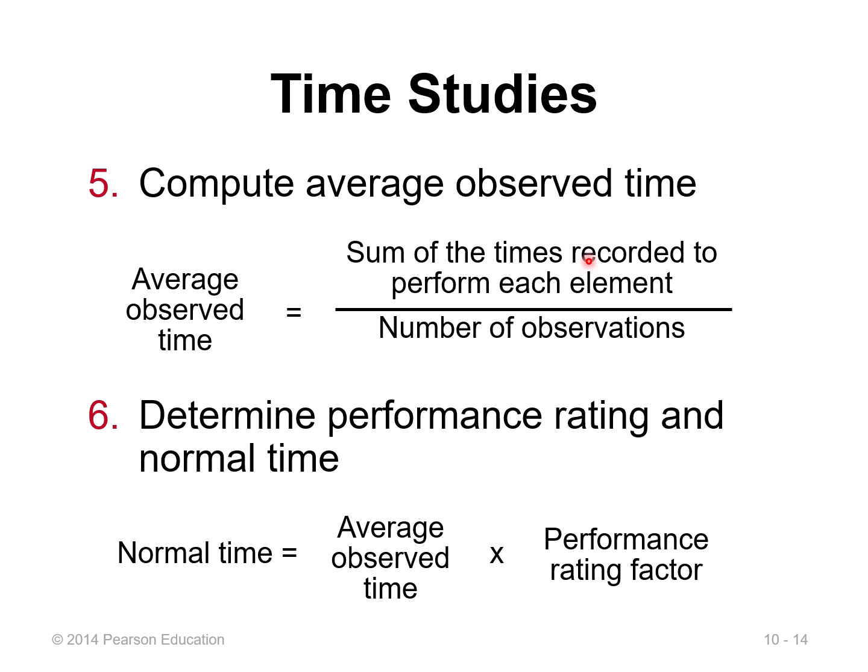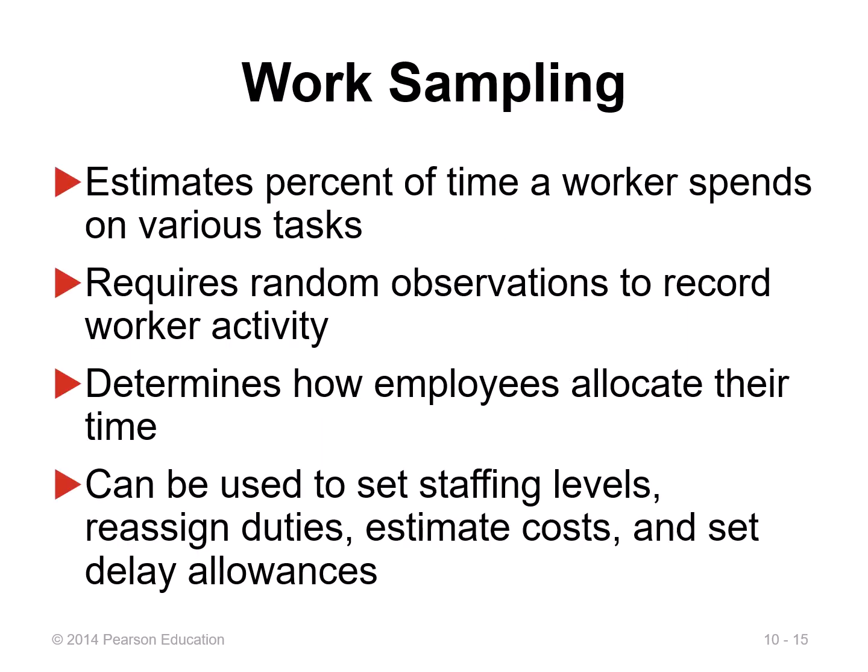Let's discuss another method for analyzing work performance. It's work sampling. This method is used to estimate the percentage of time a worker spends on different tasks. Instead of continuously measuring every second of activity, work sampling relies on random observations throughout the day.